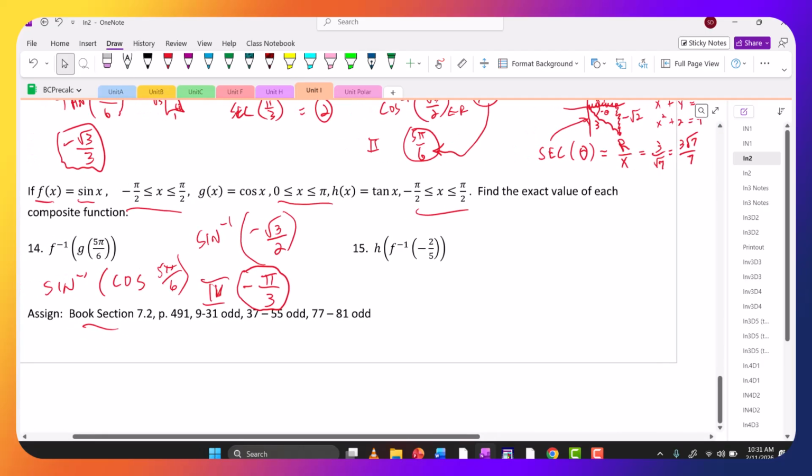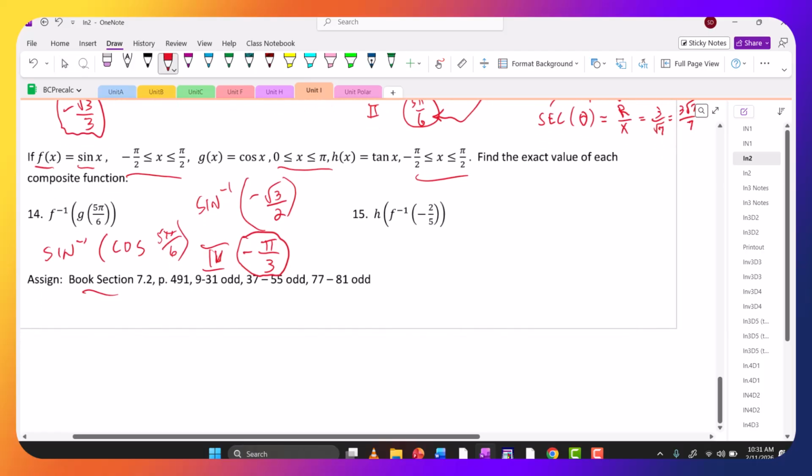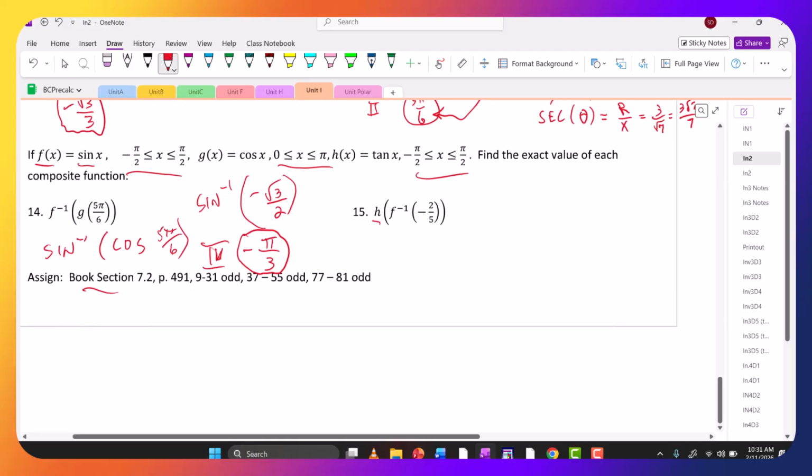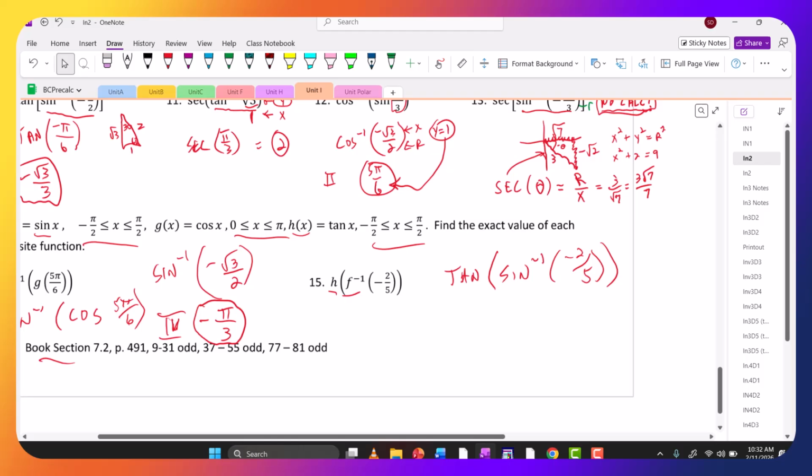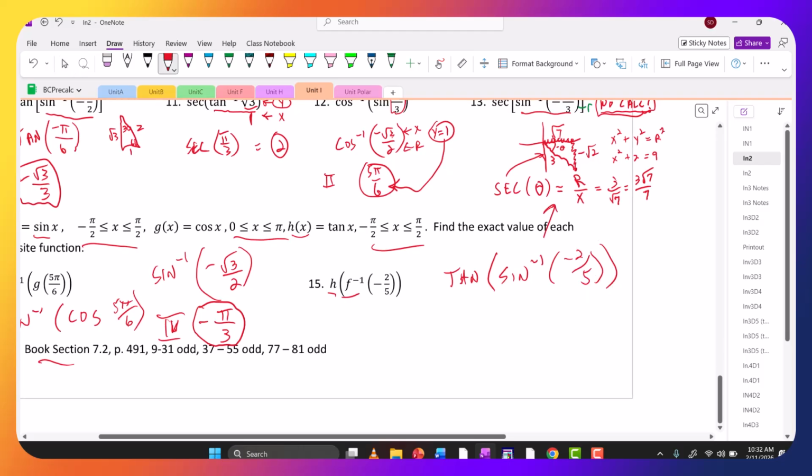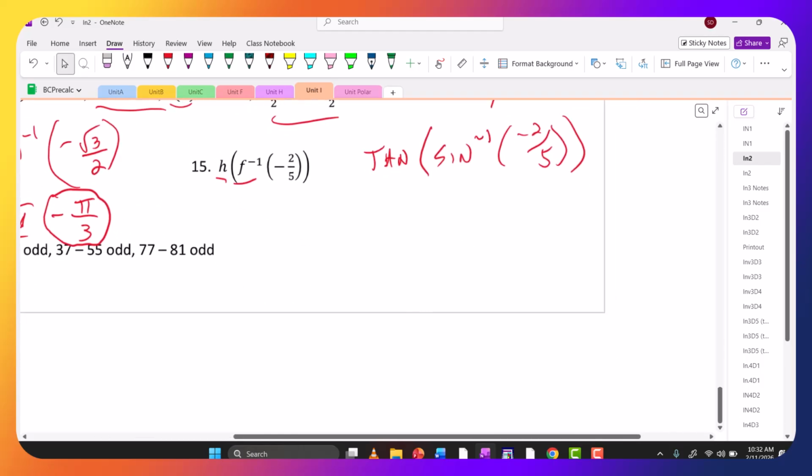So it's h of x, so that's tan of inverse f of x, which is inverse sine. So just reading this, turning it into a question that we have. And what do we have again? We have just like this one. Negative 2/5 is not on our unit circle as a ratio. So it's time to make a drawing.